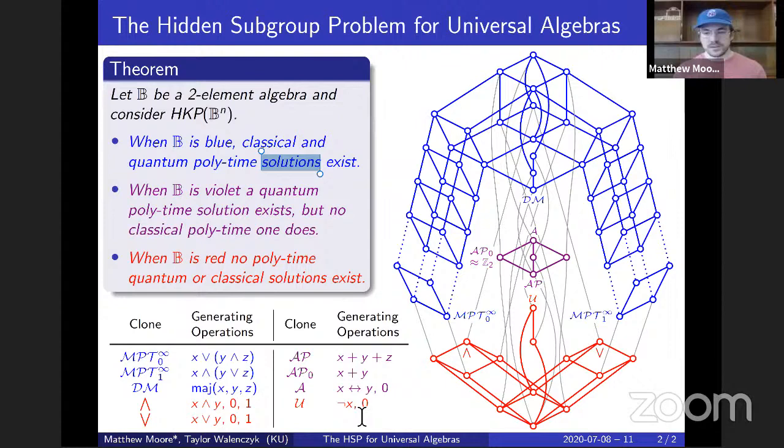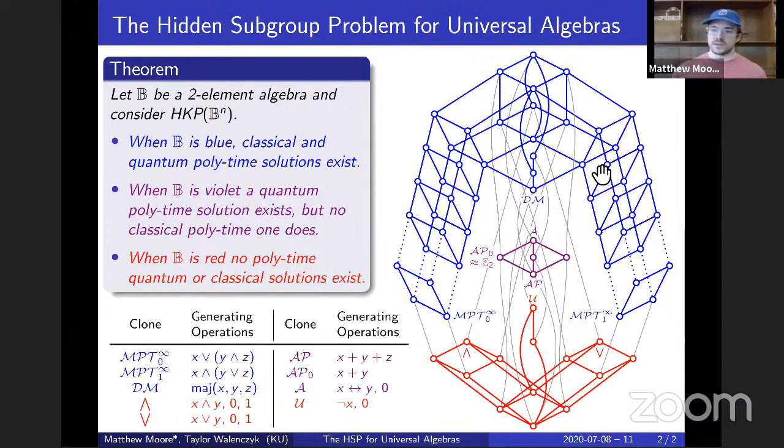So what are our results? Well, here they are. Essentially, we organize our search by examining the generating operations of the algebra, which means we're looking at Post's lattice. And the theorem is that when the Boolean algebra that we're taking a product power of falls inside one of these blue portions of Post's lattice, then we actually have a polynomial time classical and quantum solution for the hidden kernel problem.